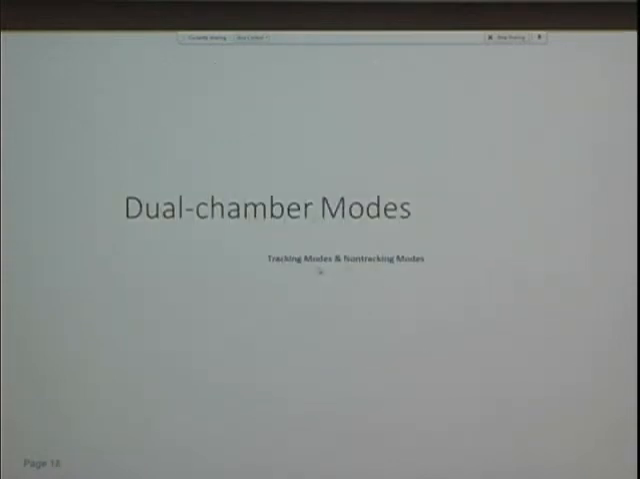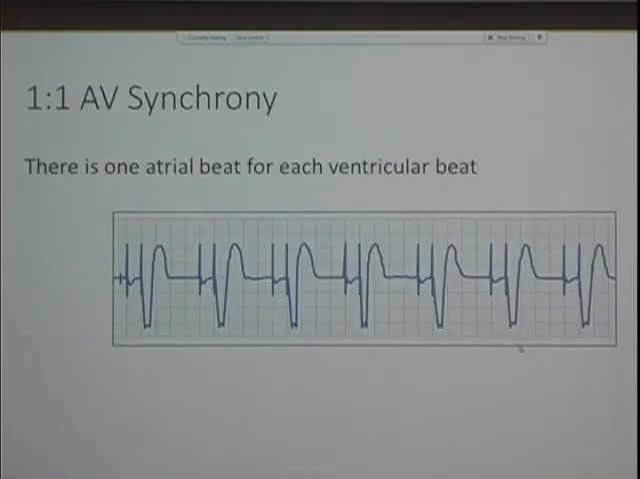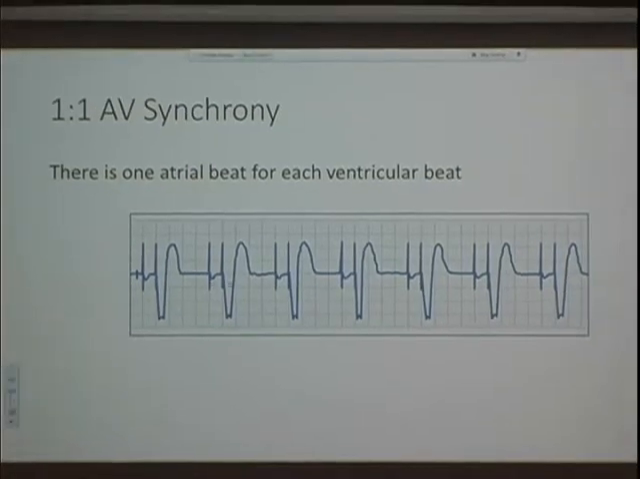Dual chamber modes are essentially a tracking as well as a non-tracking mode. You need wires in both chambers of the heart in order to have a dual chamber function. It does everything like a single chamber does, but it tries to maintain AV synchrony. So it'll be pacing in A and pacing in V. This can function in four different ways because of the two wires. It could either be pacing here and sensing here, or sensing here and pacing here, or it could be sensing altogether or pacing altogether.